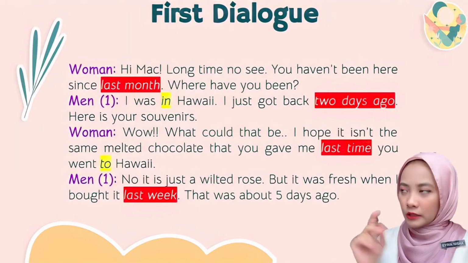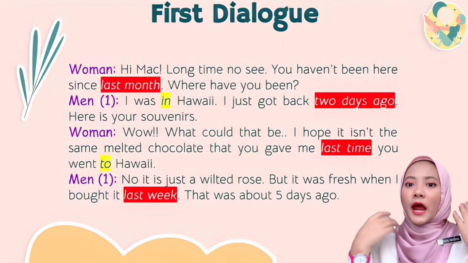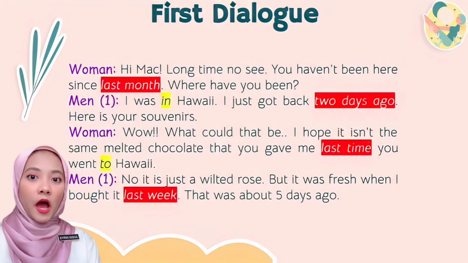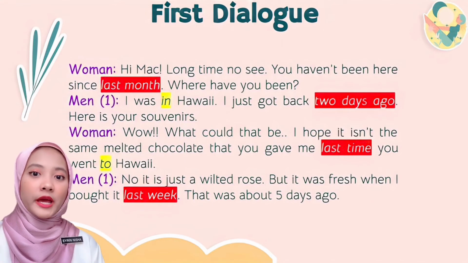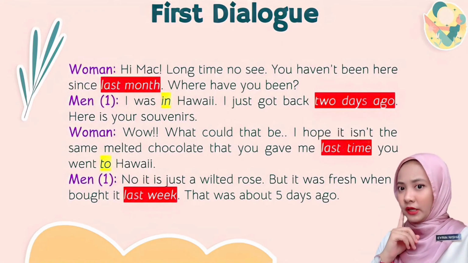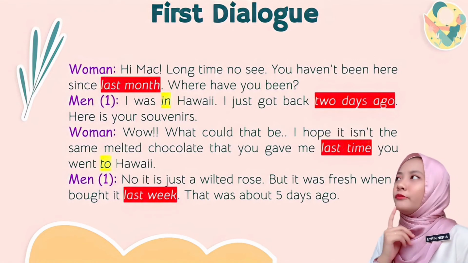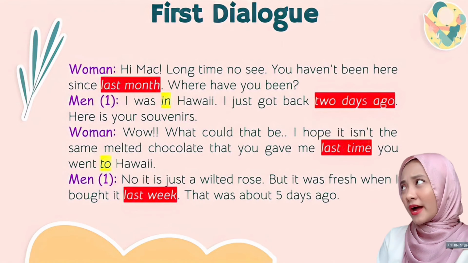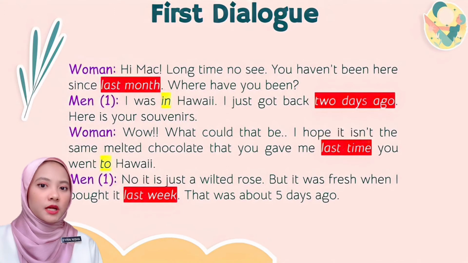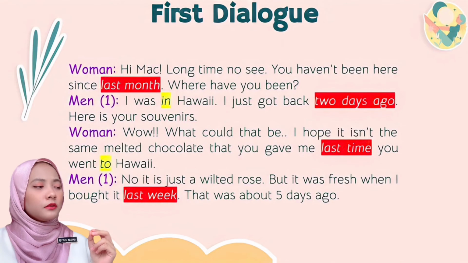Hi Mac, long time no see. You haven't been here since last month. Where have you been? I was in Hawaii. I just got back 2 days ago. Here is your souvenirs. Wow, what could that be? I hope it isn't the same melted chocolate that you gave me last time you went to Hawaii. No, it is just a wilted rose, but it was fresh when I bought it last week. That was about 5 days ago.